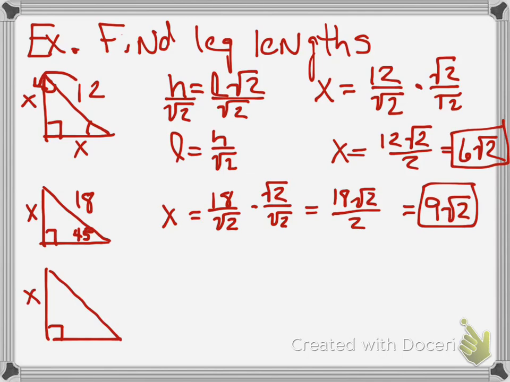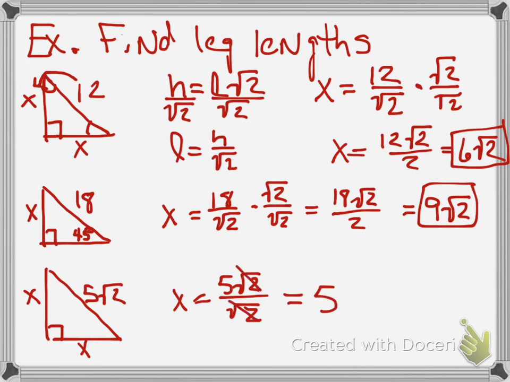Now what happens if I give you a hypotenuse with a square root of 2? Well, that's easy. The square root of 2 and square root of 2 cancel each other out, so I'm left with 5. Okay? And again, these should hopefully be easy examples.